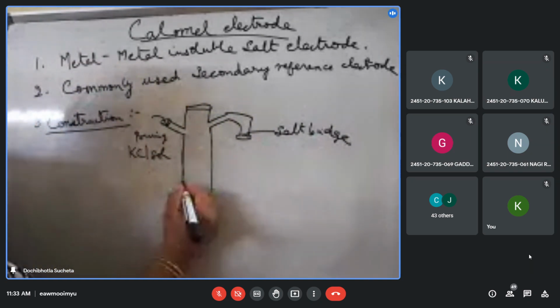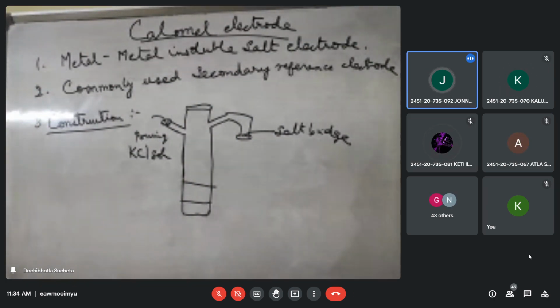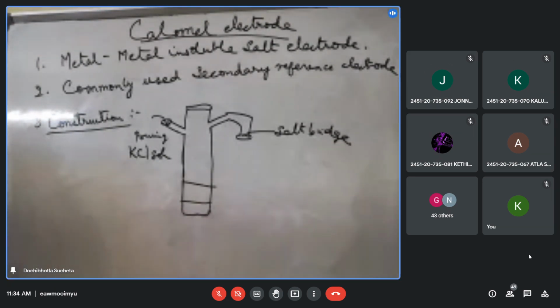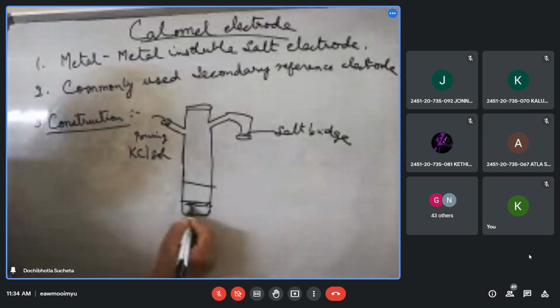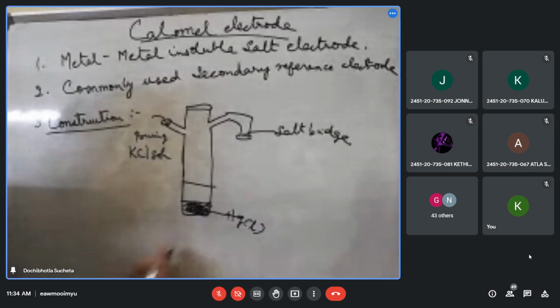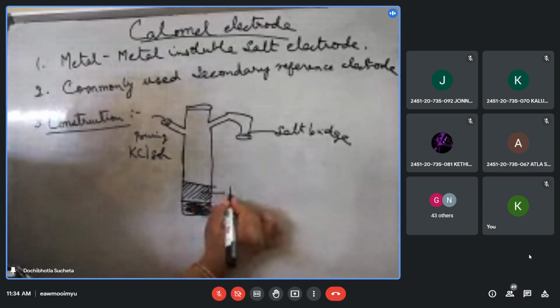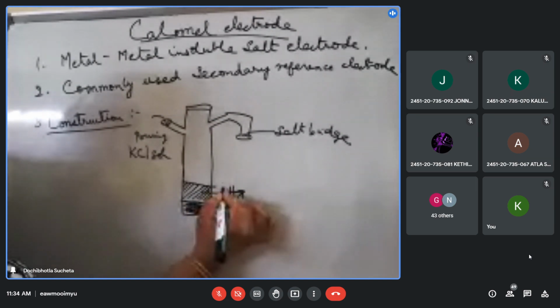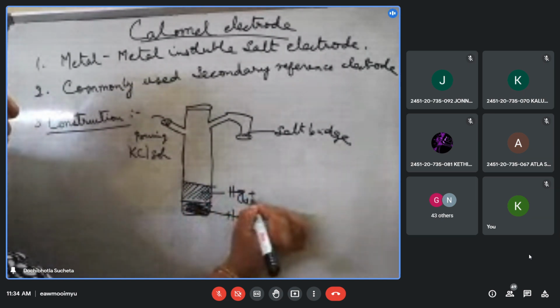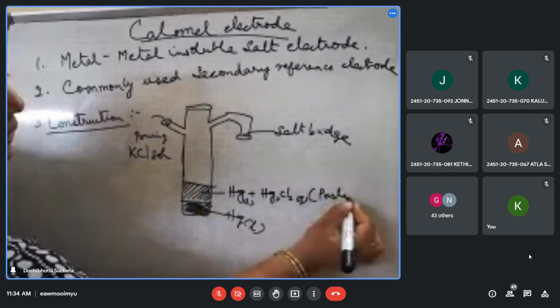Now this tube has actually, what's the physical state of mercury? Liquid. Correct. That pure liquid mercury, which is perfectly white in color, is placed at the bottom of the glass tube. On that, I'll place a paste of mercury and mercurous chloride, Hg2Cl2, which is a solid taken as a paste.